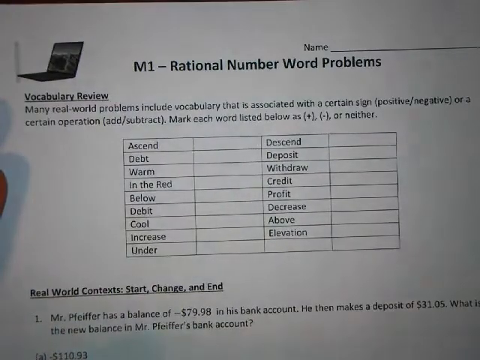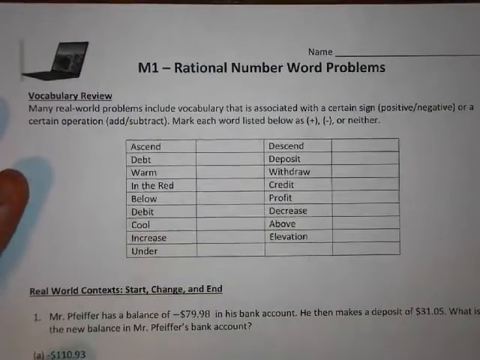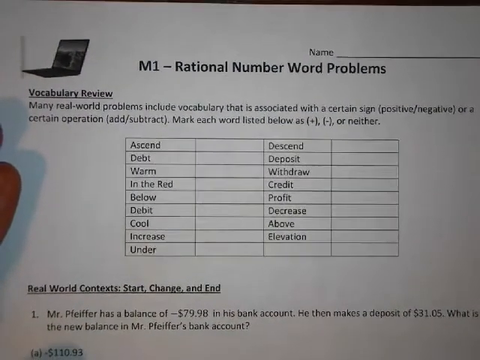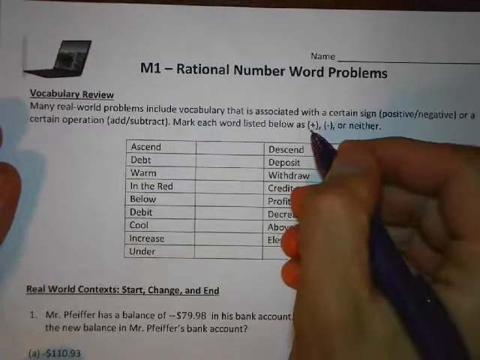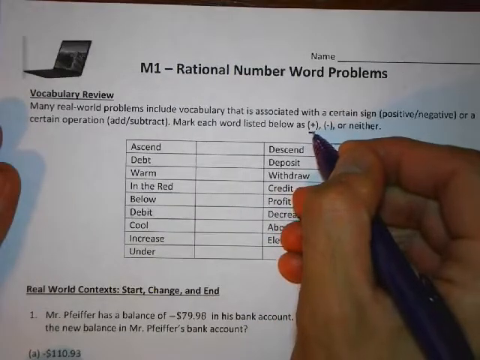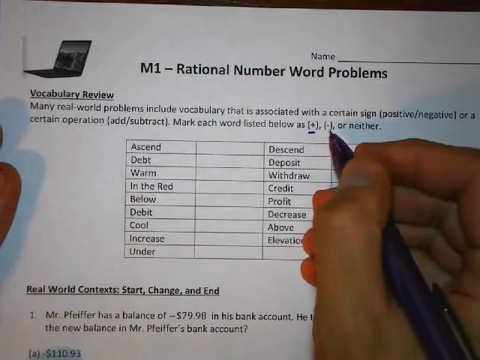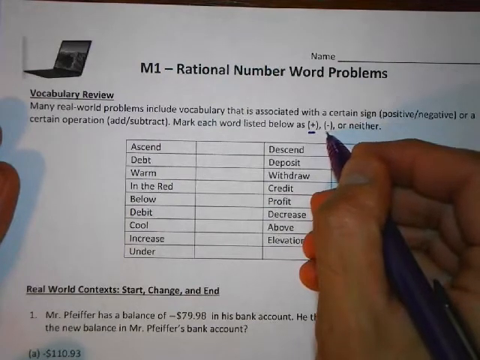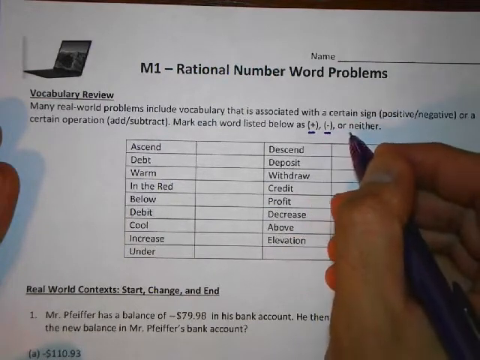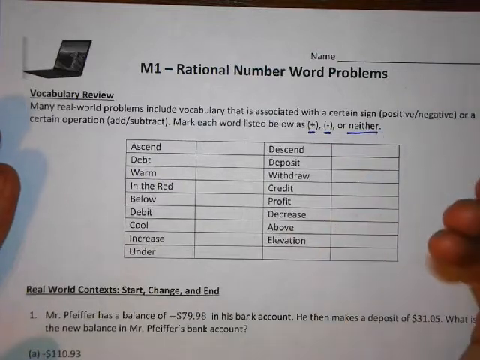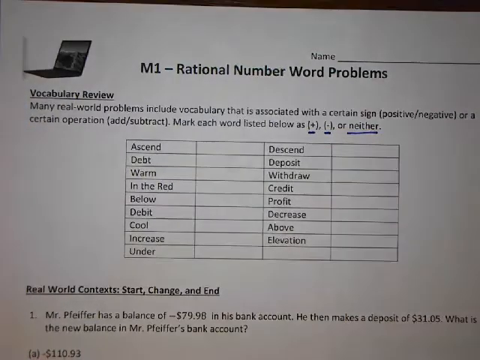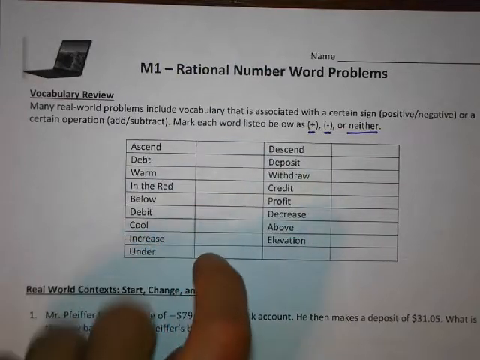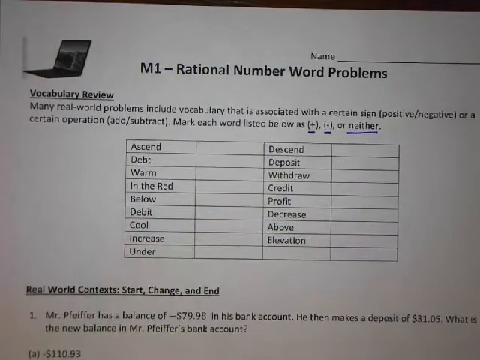Here's what I want you to do. Let's start out with some vocabulary. I want you to look at each of these words, and for the words that show a positive value, I want you to mark a positive. For those that are negative, I want you to mark a negative. And if it doesn't tell you either, I want you to write the word neither. Please pause the video and mark next to each word what it tells you.